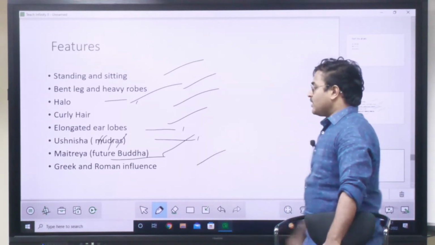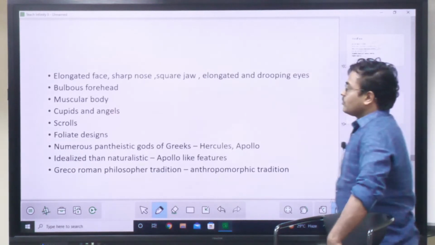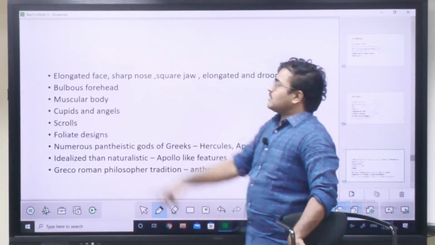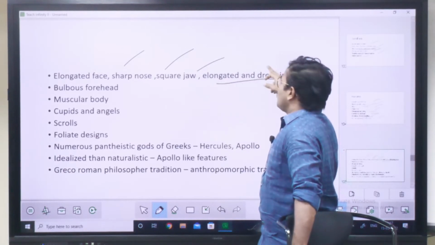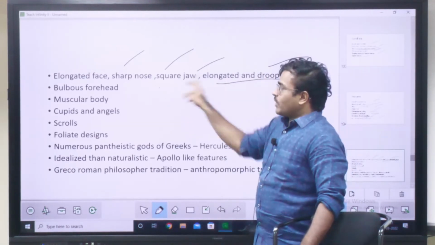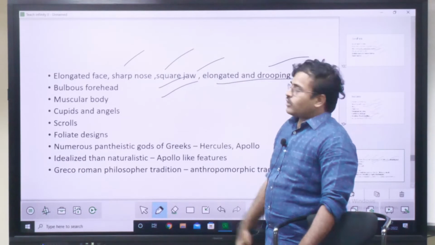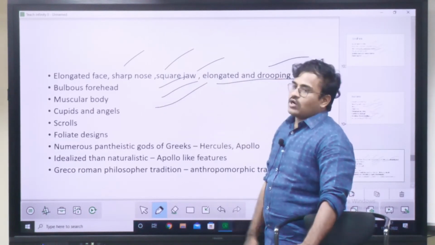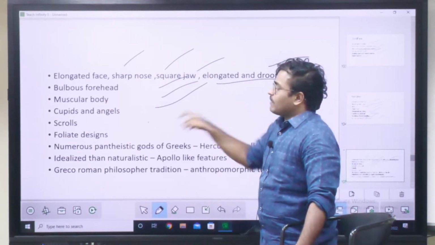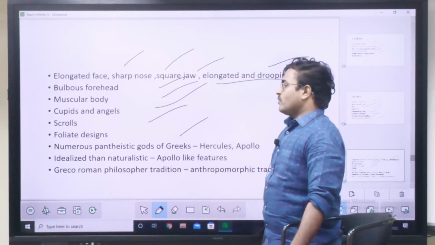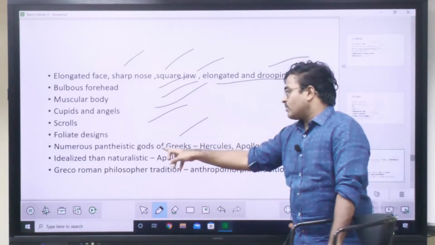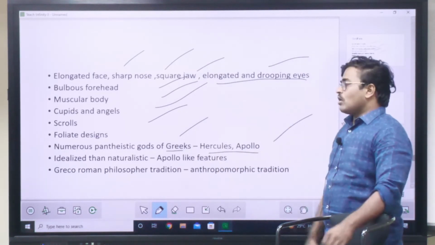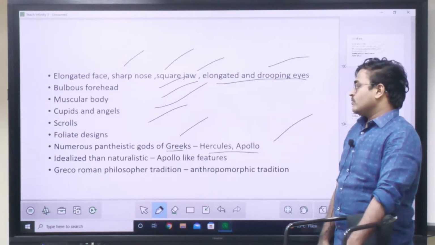Okay, and they also had Greek and Roman influences to them. His face is elongated, sharp nose, square jaw, elongated and drooping eyes, bulbous forehead, muscular body, and cupids and angels are used for ornamentation. Scrolls are present, foliate designs also they followed. They also showed some Greek gods like Hercules and Apollo along with Buddha.